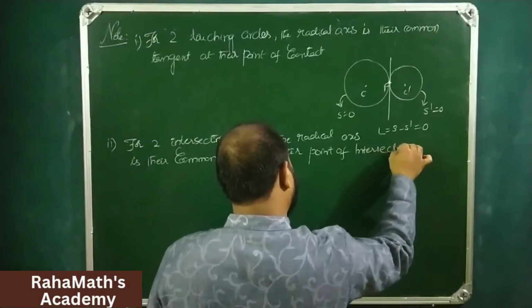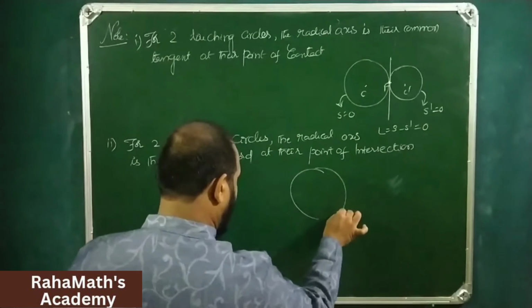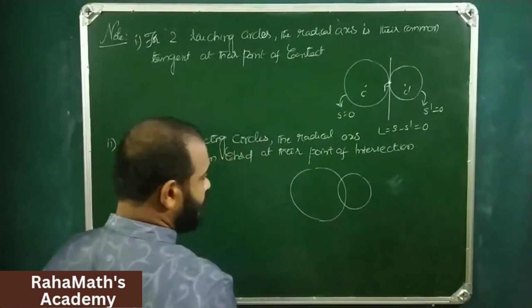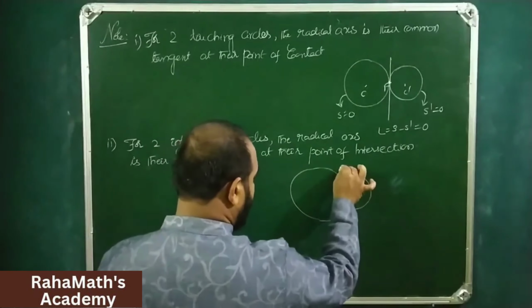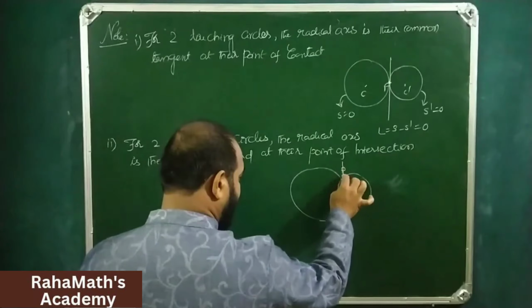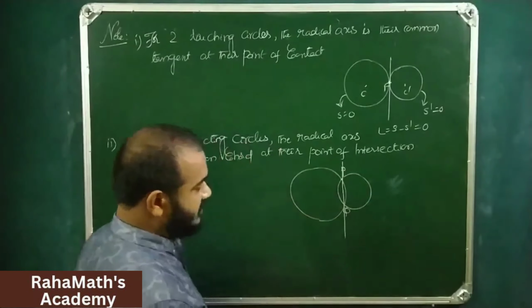That means I have two circles. These two circles are intersecting at P comma Q. Then it is obvious that this is my common chord. What is this? This is the common chord.